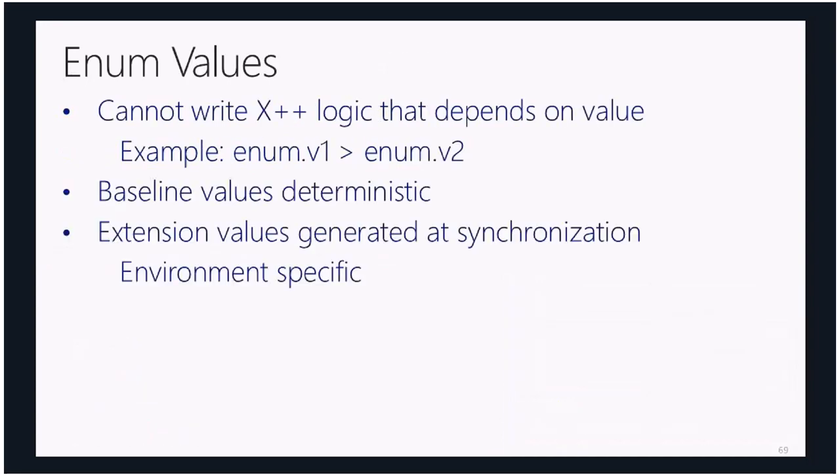The first rule to understand with extensible enums is that you cannot write code that depends directly on the value, such as comparing the values in a greater than or less than operator. The reason for this is that while the base enum values are deterministic and set by the system, the extension values are generated at synchronization time and are not guaranteed to be any specific value. Depending on the other solutions that might be extending the same enumeration, the actual values are environment specific.